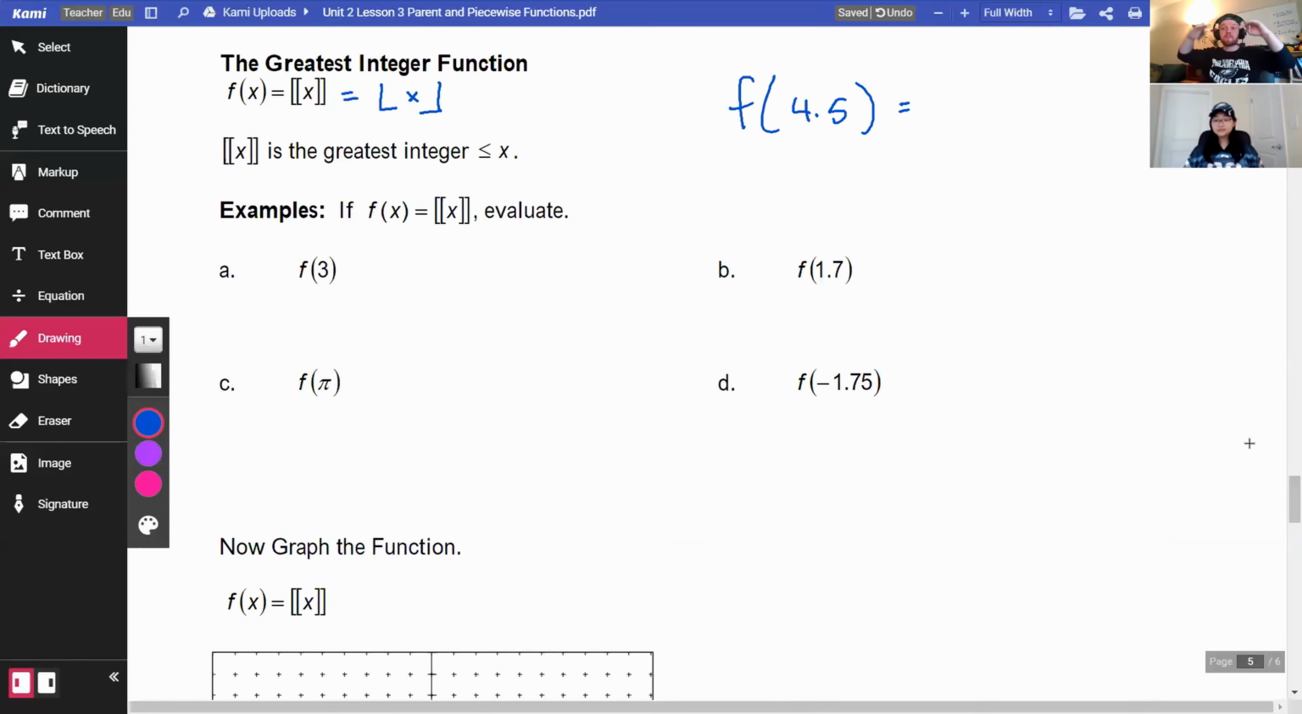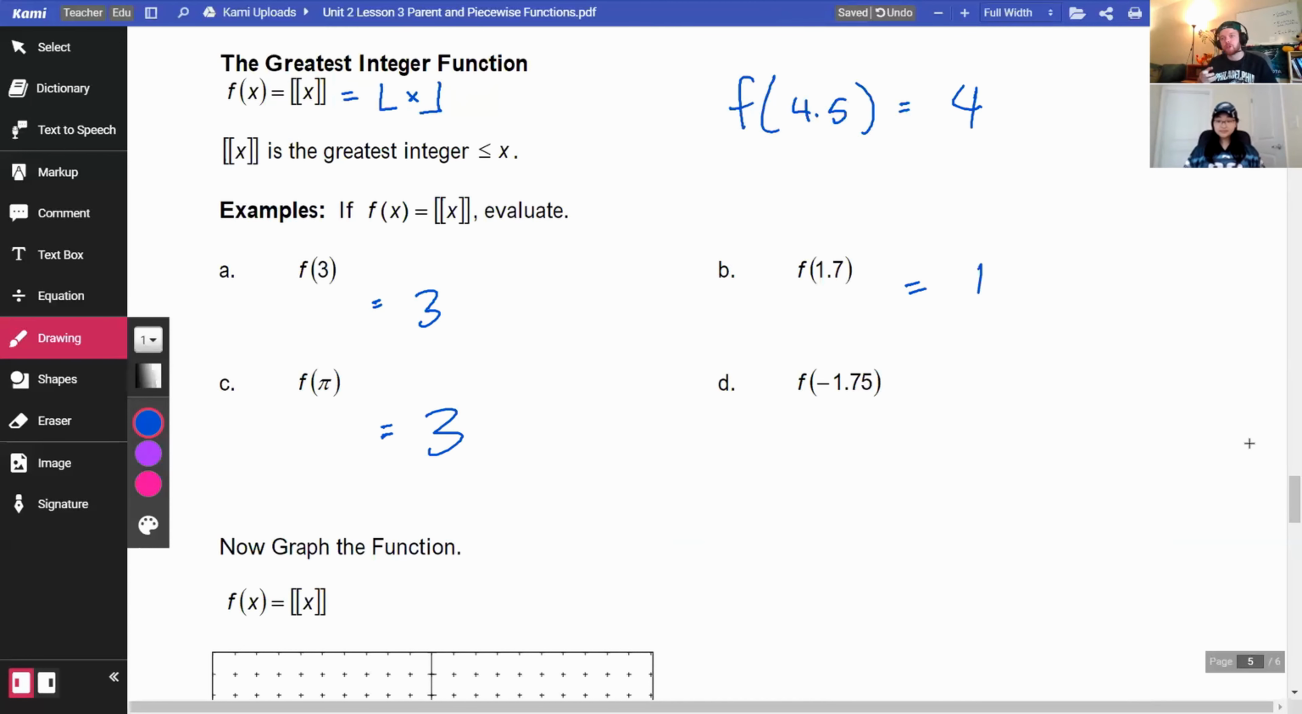It's the greatest integer that is less than or equal to the number that was plugged in. So what's the greatest integer less than 4.5? 4. Let's do some more examples. What is the greatest integer less than or equal to 3? It's just 3, right? Because it's less than or equal to. All right, how about 1.7? I think that brings us down to 1. Right. Pi. Pi is like 3 point stuff. So when we floor that, it's 3 again.